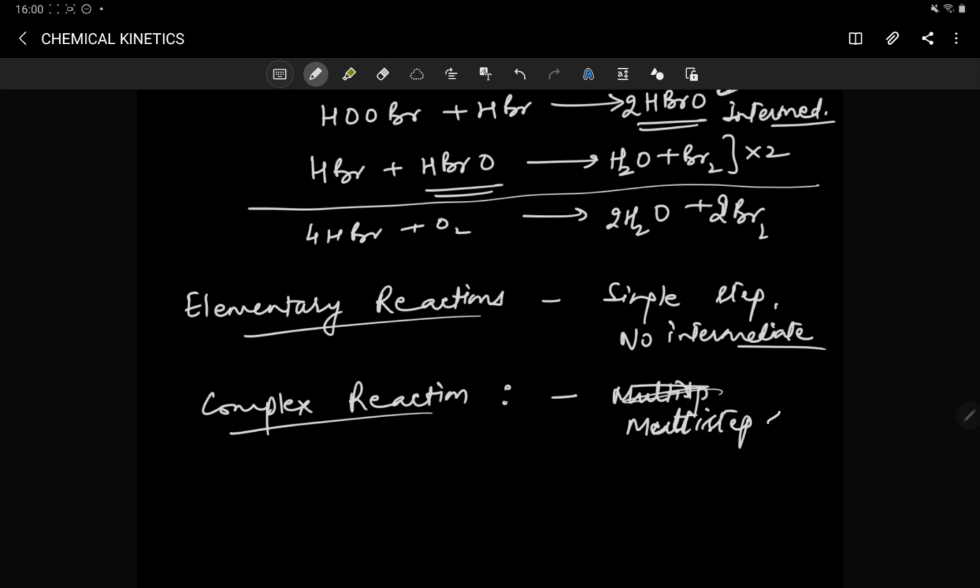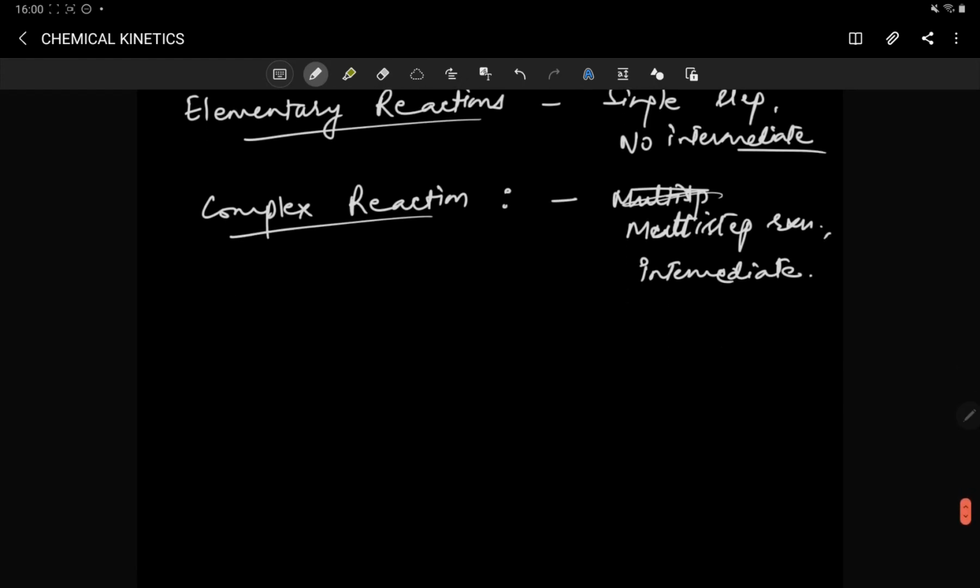Multi-step reaction, and always there will be an intermediate. So this type of reaction is called a complex reaction.